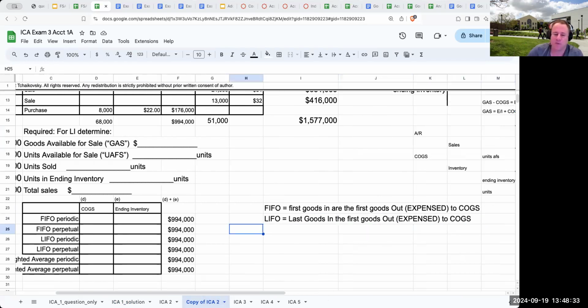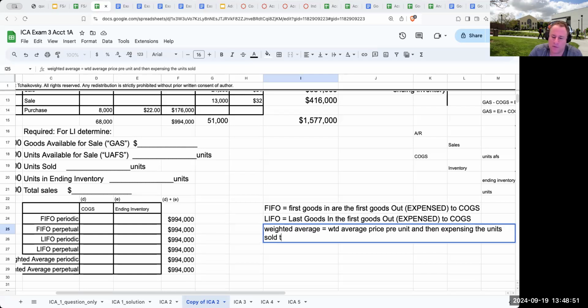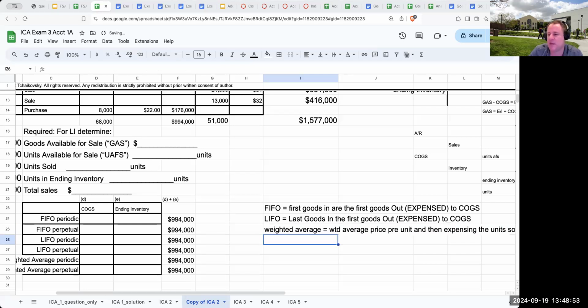And then lastly, we have weighted average. Basically, what we're going to come up with is a weighted average price per unit, and then expensing the units sold to COGS. Okay, we're going to be taking a weighted average. So that's kind of an overview of what we're doing.